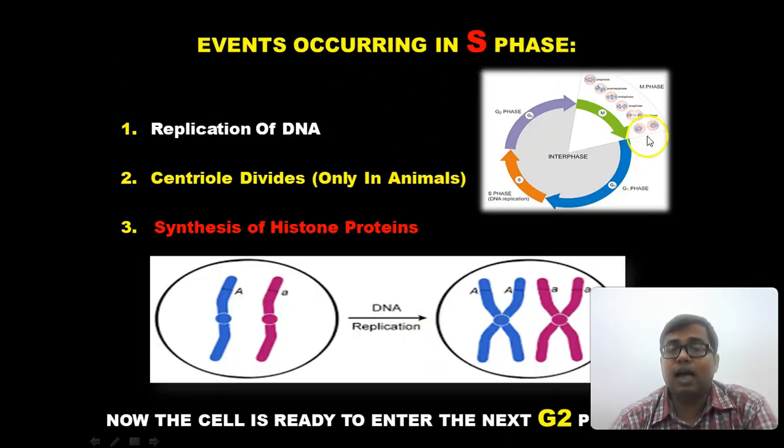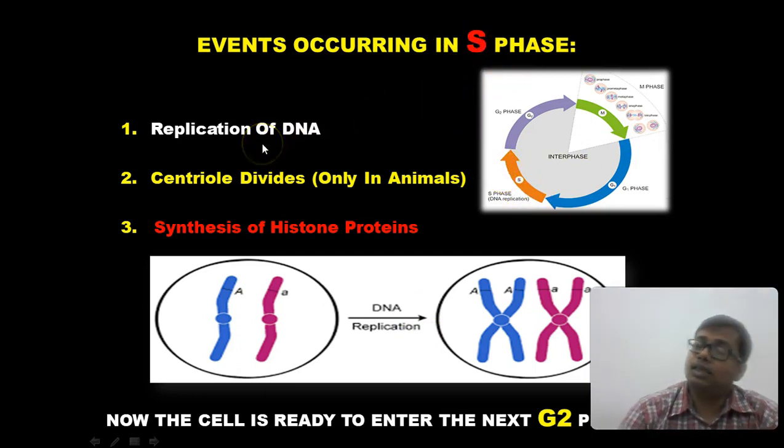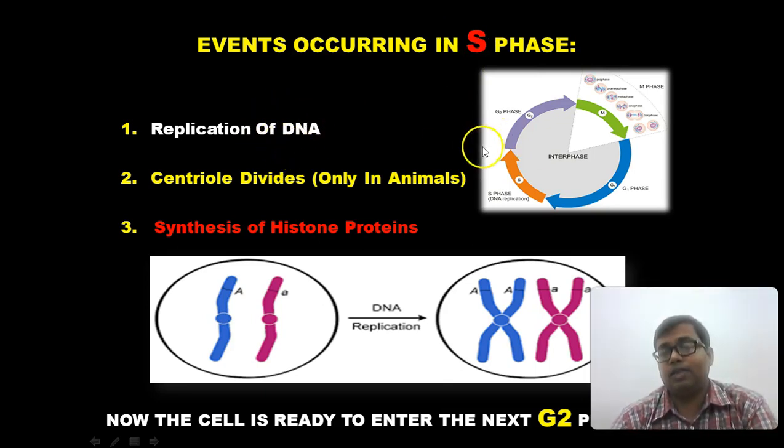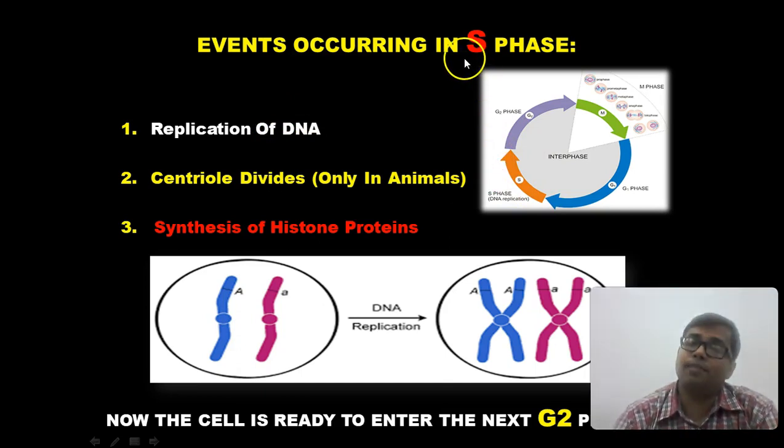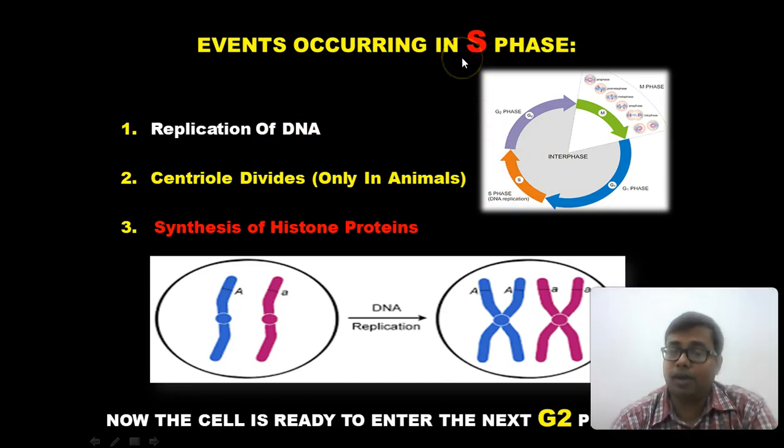So this is the S phase. That means synthesis phase, where DNA synthesis takes place. That means the replication of DNA takes place in this S phase. That's why the name of the phase is synthesis phase or synthetic phase. The main event here is that the whole genome becomes duplicated.